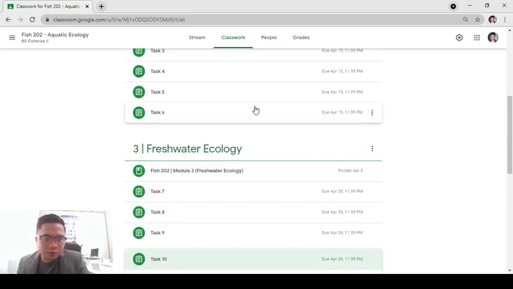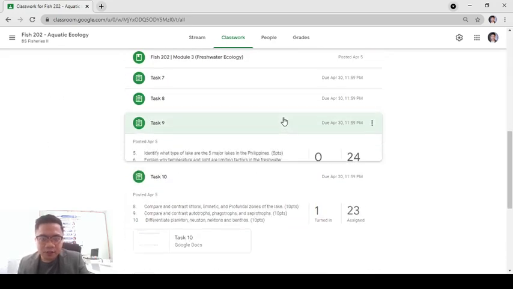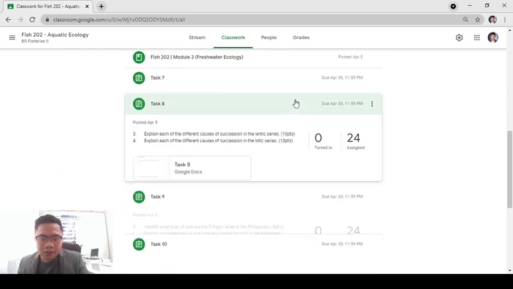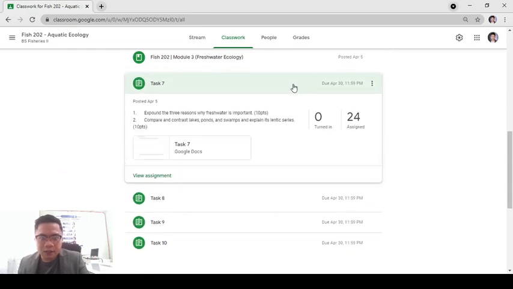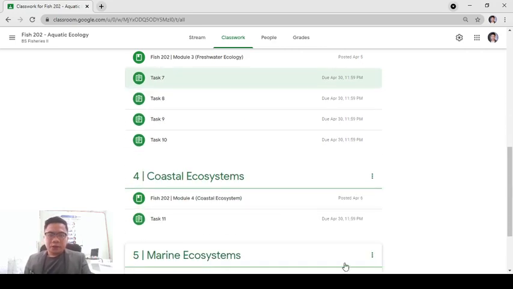So some of you have already submitted one, no? Someone submitted one. In task 9 no one has submitted yet, in task 8 none yet, and so with task 7. So if you have any questions, you may chat your questions at our group chat. So for the meantime, please answer your task from task 1 to task 10.